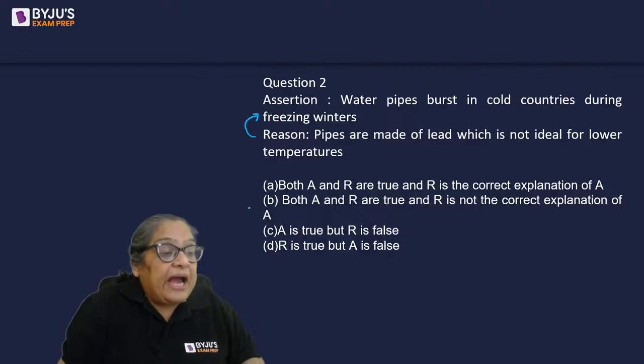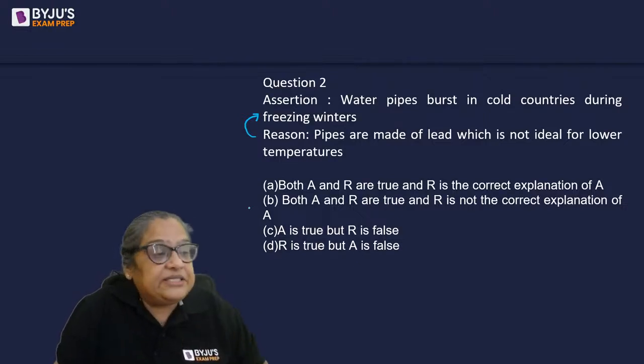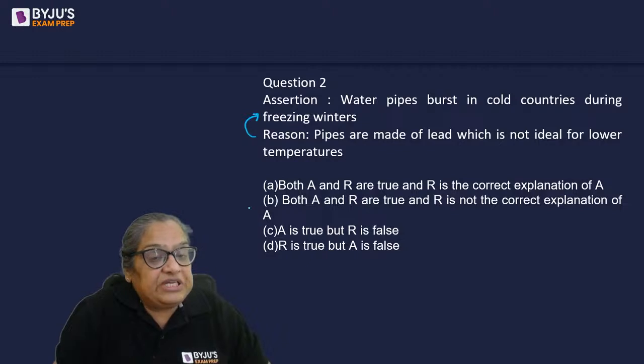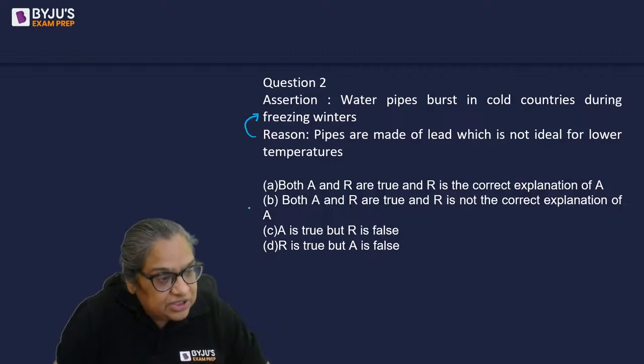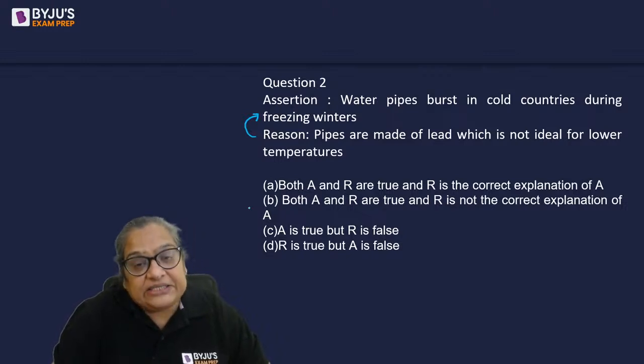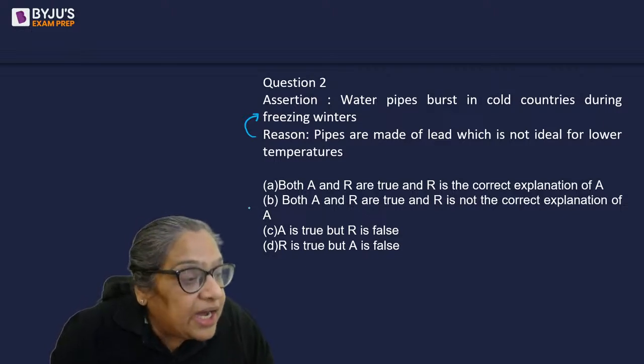So what do you think? And give me the question number. Alright, when you're marking your answer, tell me 1, 2, 3 or 4. Water pipes burst in cold countries during freezing winters, true or false? Pipes are made of lead, not ideal for lower temperatures, true or false? And does that explain why water pipes burst? That lead is not ideal for lower temperatures, which is why it bursts. A is true, but R is false.